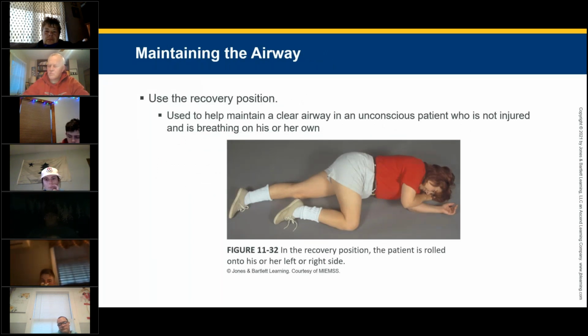Some different ways to maintain the airway. You can use the recovery position. This is just used to help maintain a clear airway in an unconscious patient who's not injured and is breathing on their own. You see with the position this person's laying in, they're on their side, they've got their knee in front of them to support them, they've got their arms in front of their face, kind of holding their head up. If the patient were to vomit, for example, it's not going to pool in their mouth, it's going to leak out of their mouth onto the floor in front of them. It's going to prevent that airway from becoming blocked.